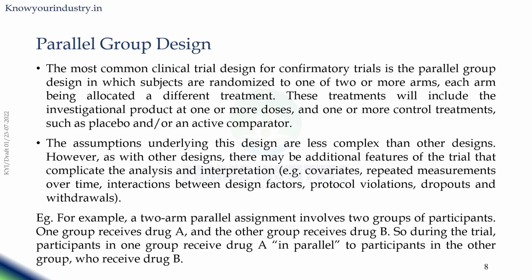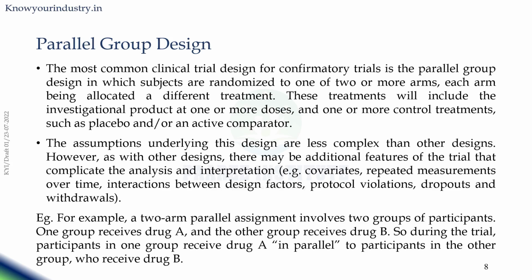This slide talks about parallel group designs. The most common clinical trial design for confirmatory trials is the parallel group design, in which subjects are randomized to one of two or more arms, each arm being allocated to a different treatment. These treatments will include the investigational product at one or more doses and one or more control treatments such as placebo or active comparator. The assumptions underlying these designs are less complex than other designs. However, as with other designs, there may be additional features of the trial that complicate the analysis and interpretation, for example, covariates, repeated measurements over time, etc.